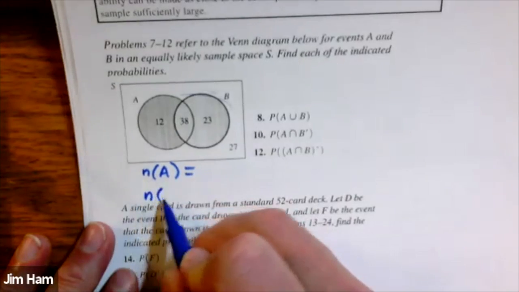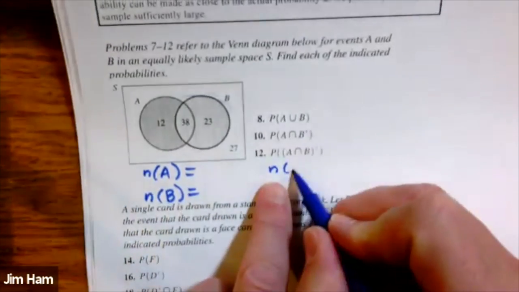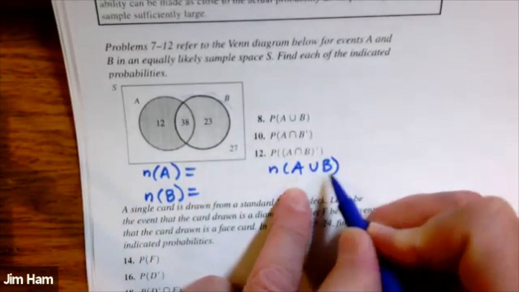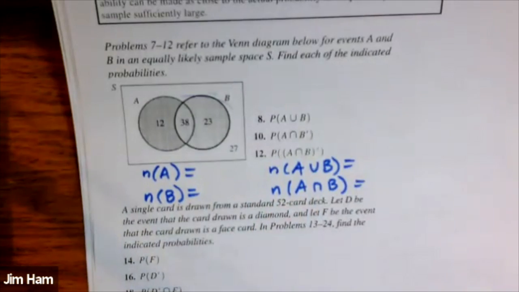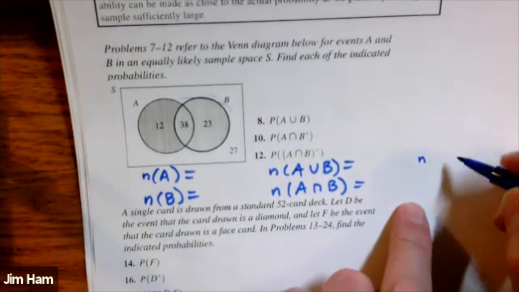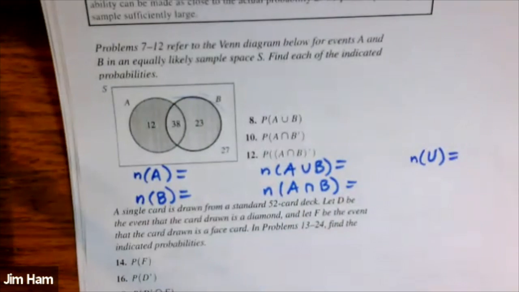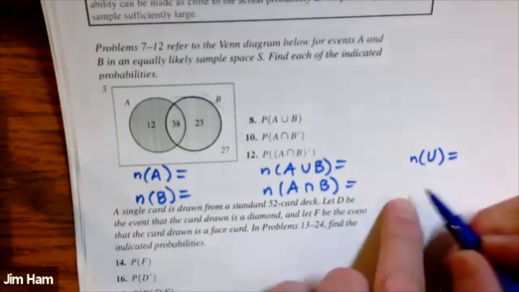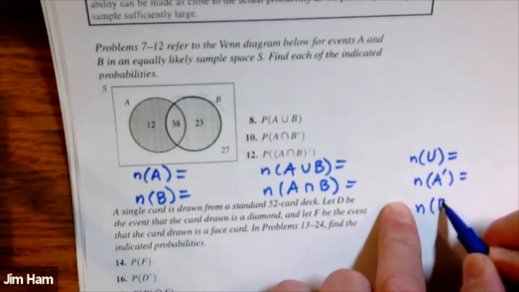Okay, I'll ask these in order. Number in B, number in A union B, number in A intersect B. So just to see if we're interpreting. These numbers that are in these regions here are clearly not probabilities. Number in the universal set. It's another one that you have to pick out here. Maybe we'll do the number in A complement and the number in B complement.